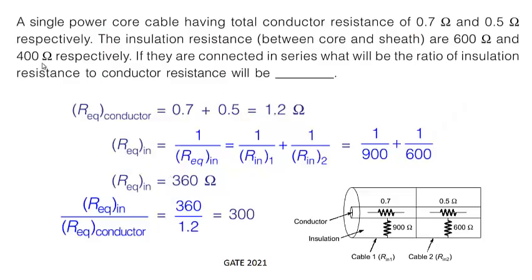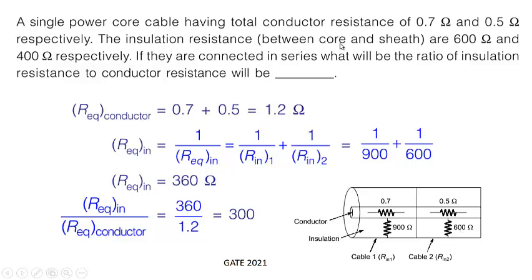So the next question is about cables. Actually these are two single power core cables having a total conductor resistance of 0.7 and 0.5 ohm respectively. These are two cables, one is this cable and another is this cable.